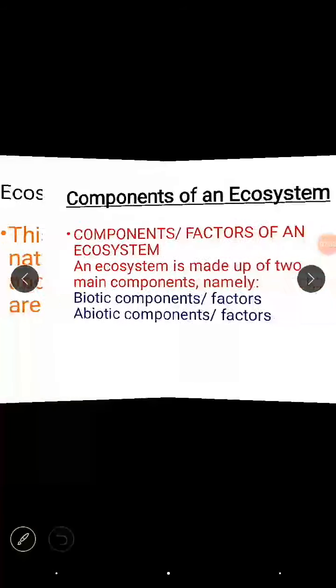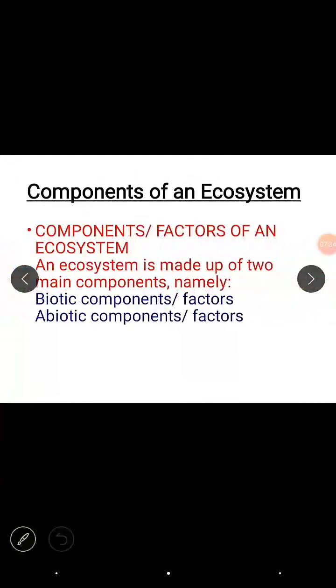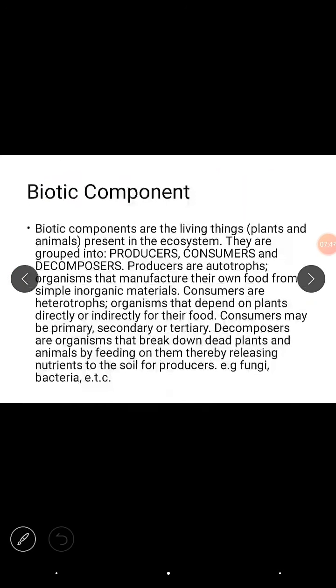And then you also have the components of an ecosystem. In an ecosystem you could have the biotic component or factor, we've mentioned that before, or you could have the abiotic component or factor, we've mentioned that. Let me explain each of those. Talking about biotic components, once again, it's referred to as living factor or living thing, okay. And living things generally are the plants and animals present in the ecosystem, okay.